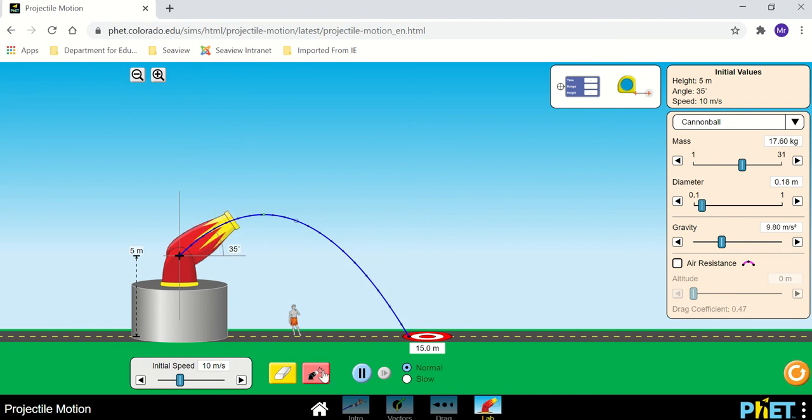We'll try 35. So 35 degrees now goes further. Now you don't exactly need to know, so 30 degrees, not quite as far. So 35 degrees, 37, about the same. So it wasn't 45 degrees though, it was about 37 degrees that was the maximum range.